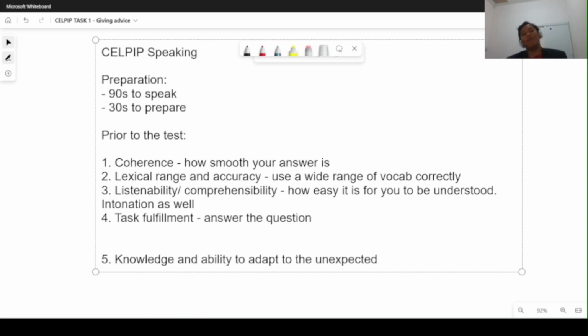So for CELPIP speaking, this is basically all you need to know first, and then after that you can start practicing with the individual prompts or the individual questions, right? You should not jump immediately to the questions before you actually understand what you need to do in order to answer those questions. So remember the rubrics, remember what the examiners are looking for, and then remember that you need knowledge and the ability to adapt.